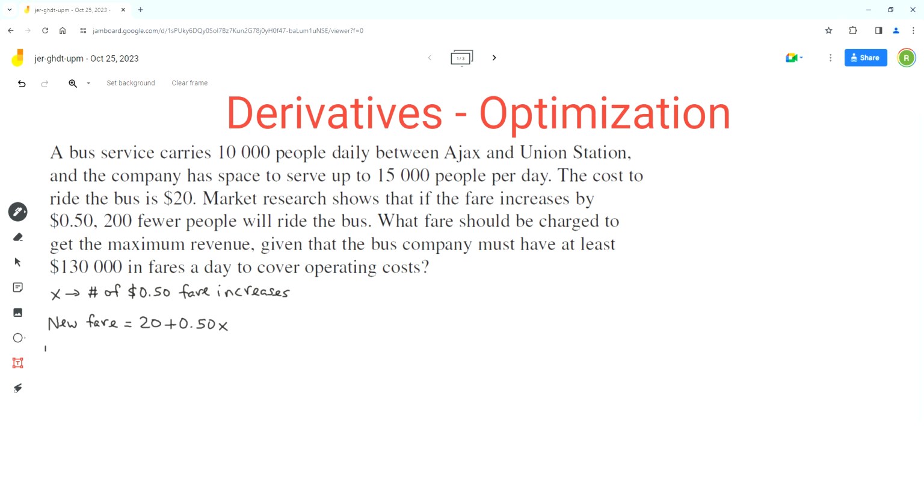And then the number of riders that will take the bus at this new fare will be the current 10,000 minus 200x, because for a 50-cent increase, 200 fewer people will ride the bus. So now we can use this information to write the revenue function. So the revenue function will be the new fare, which is 20 plus 0.50x, times the new number of riders, so 10,000 minus 200x.